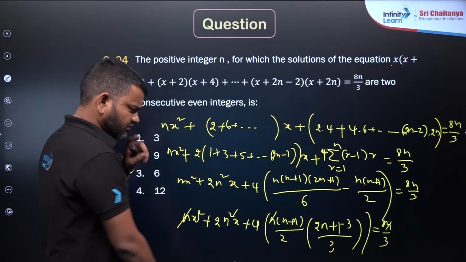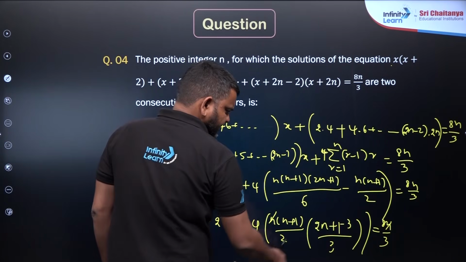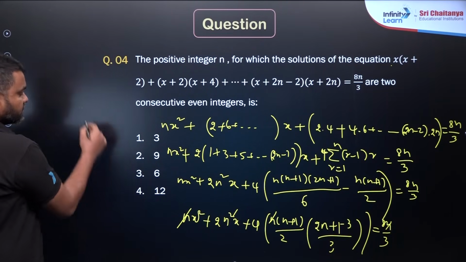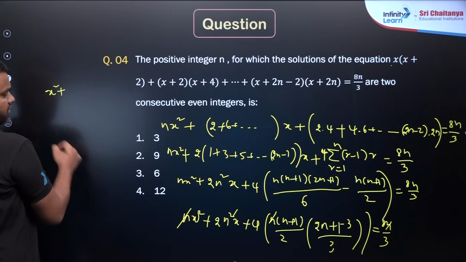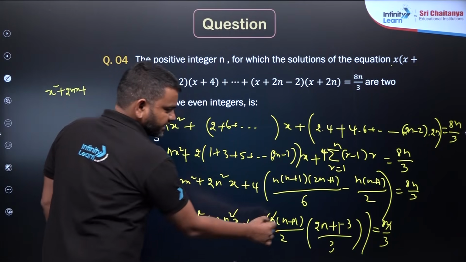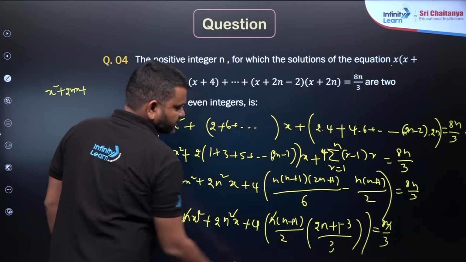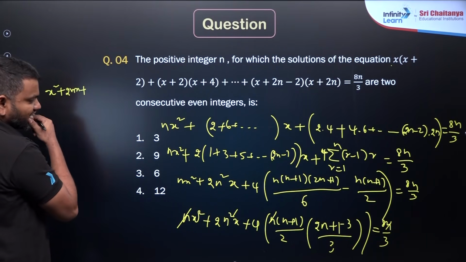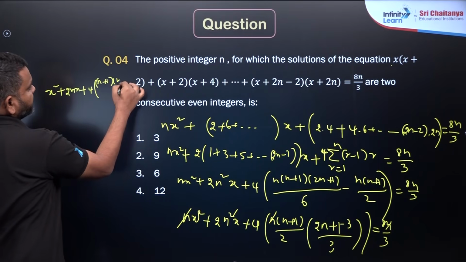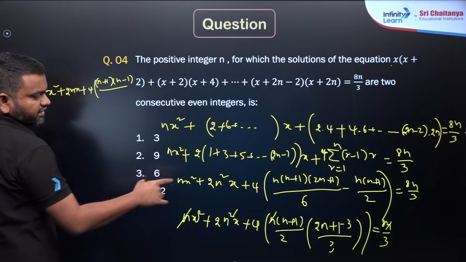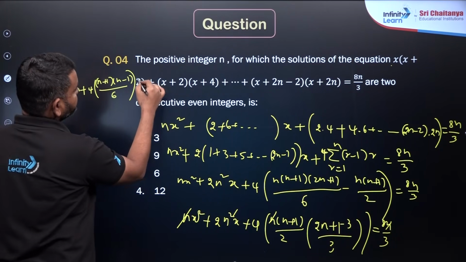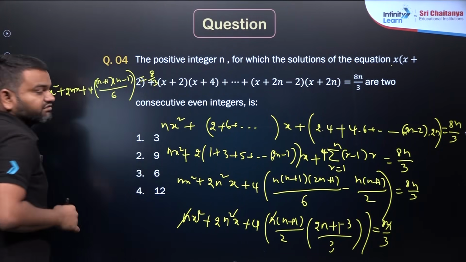Now 3 is also there, so let us cancel these 3s also. What are we going to get after that? So I am going to get x square plus 2nx plus, here I have 2 in this, 2n minus 1. So n plus 1 into n minus 1 I am having there. So 4 times of n plus 1 into n minus 1 divided by, I have here 6, that is equal to 8 by 3 is what I am having.